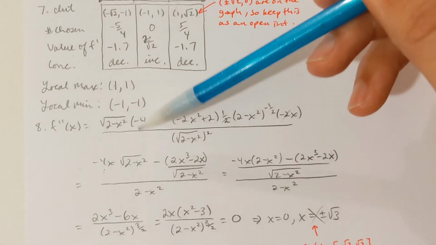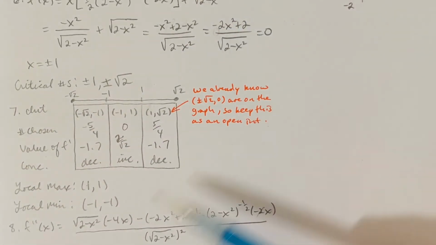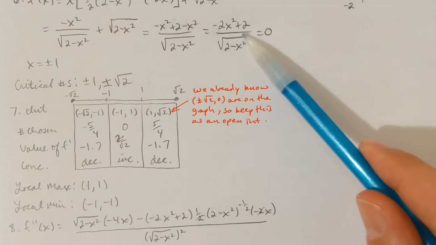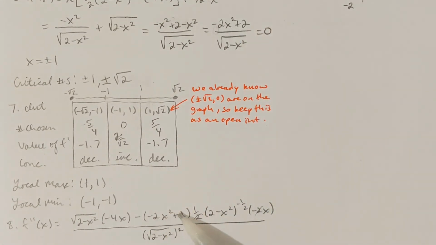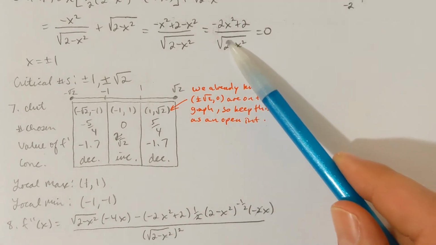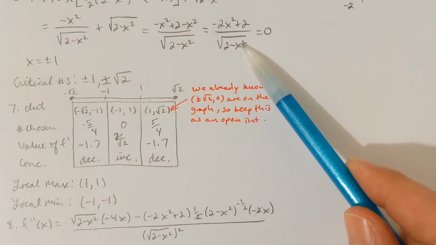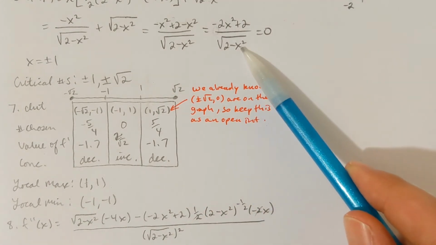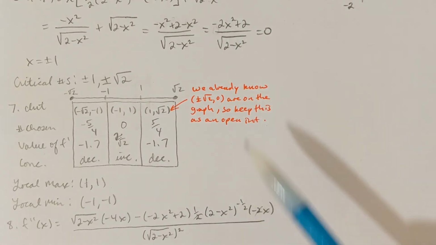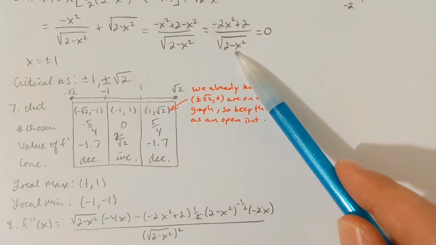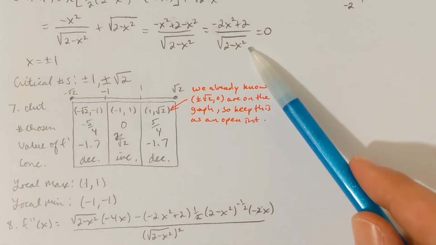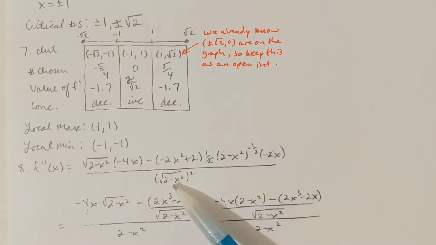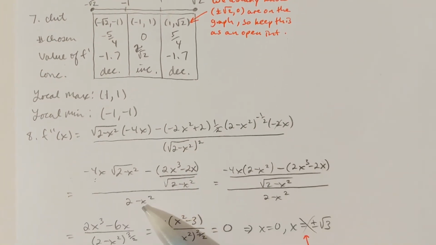We got the bottom times the derivative of the top, which is negative 4x, and then minus the top times the derivative of the bottom. That'd be a chain rule. We're going to have 1/2 times 2 minus x squared to the negative 1/2 times the derivative of 2 minus x squared, which is negative 2x. The 2's will cancel there, and this is all over the denominator squared. The square root of 2 minus x squared, squared, would be 2 minus x squared.